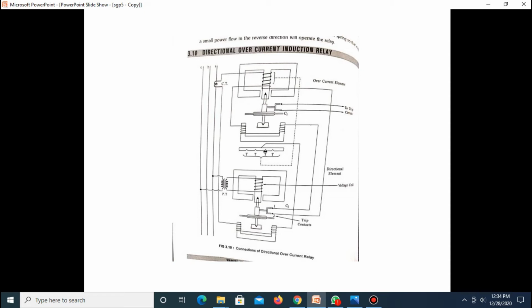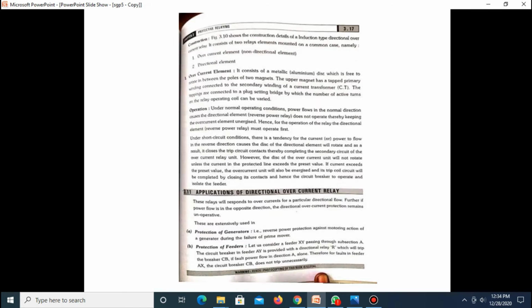These are the two contacts. One is to trip the circuit, the other is to trip the contact. Trip the contact and trip the circuit. Please remember these two words. From the construction point of view, as shown in the figure, it consists of two elements, commonly used: the overcurrent element and the directional element.